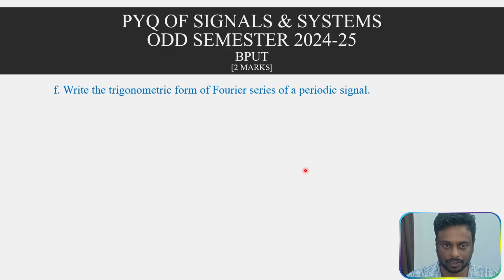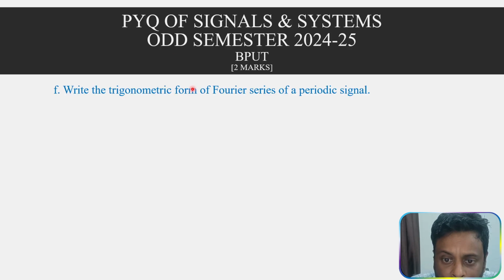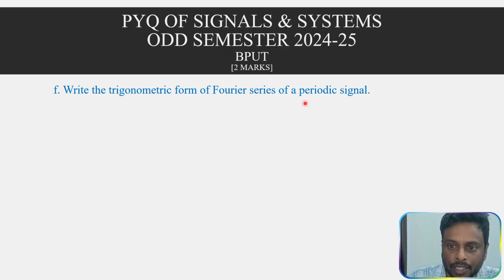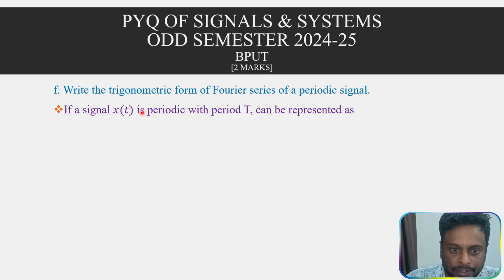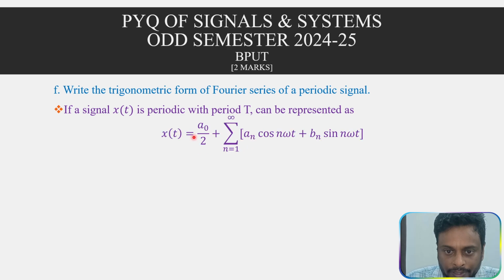The next question is: write the trigonometric form of Fourier series. This is the continuous time Fourier series. Fourier series can be applied to periodic time signals only. Any periodic signal x of t with time period T can be represented as an infinite sum of cosine and sine harmonics. So this is our trigonometric form of Fourier series.